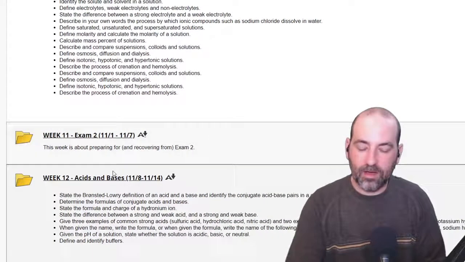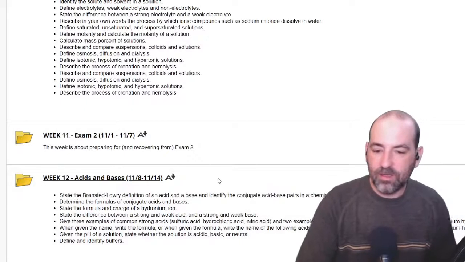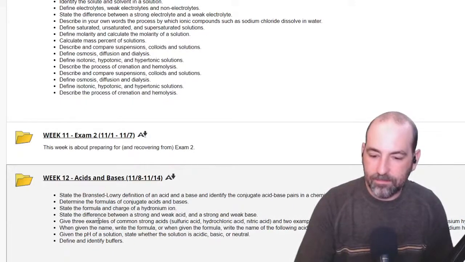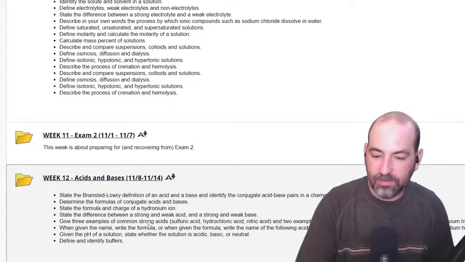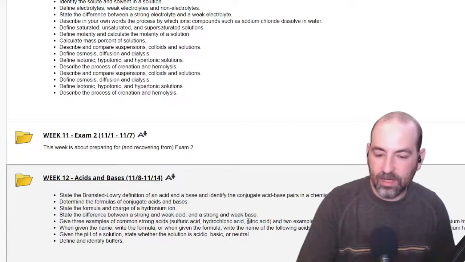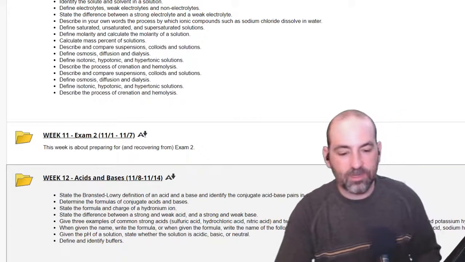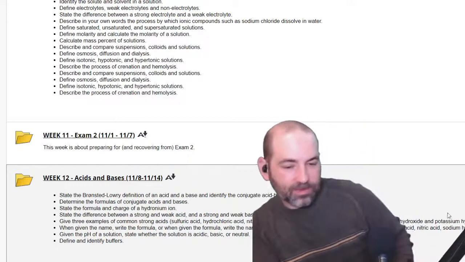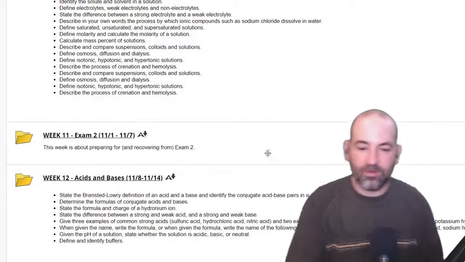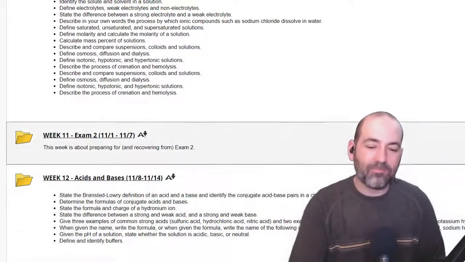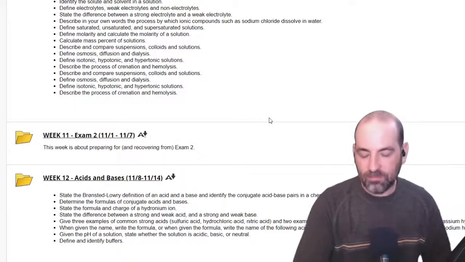So if we look down at the acids and bases here, you'll see that you need to be able to give examples, 3 examples of common strong acids: sulfuric acid, hydrochloric acid, nitric acid, and 2 examples of common strong bases. It's behind me. I can't make that go up, unfortunately, but you can see that. So you need to know a couple of them, but you don't necessarily need to know all of them.